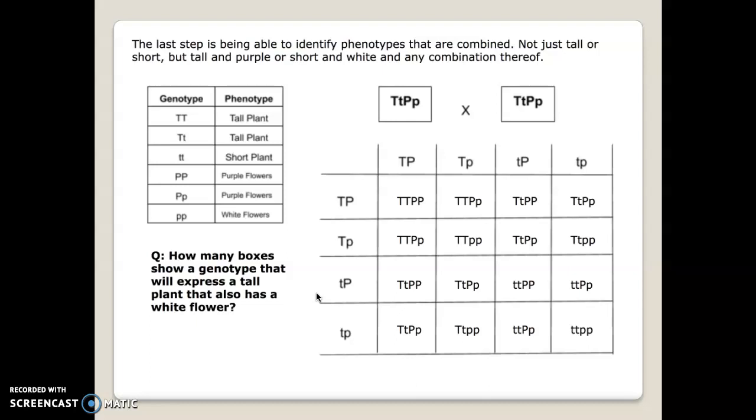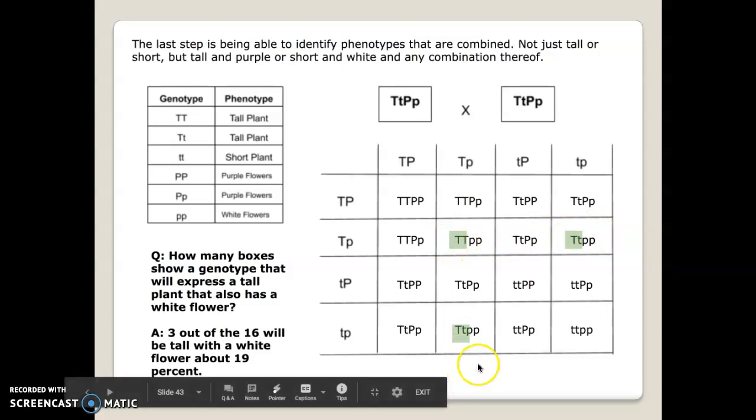The next question says how many boxes show a genotype will express tall and white flowers. So now I'm looking for capital T's and 2 lowercase p's because in order to have a white flower, it has to have the recessive genotype. So only 3 out of the 16 are going to have that specific genotype.